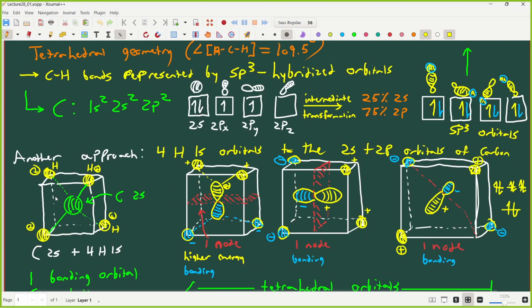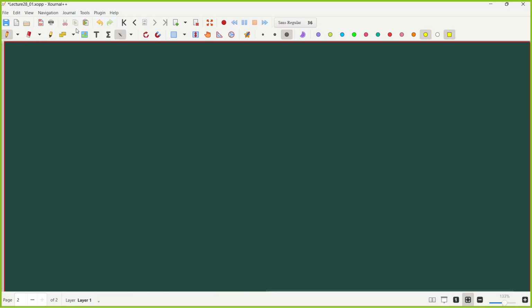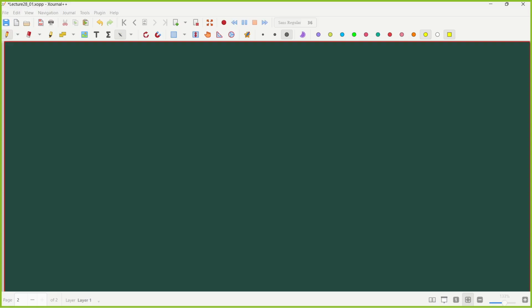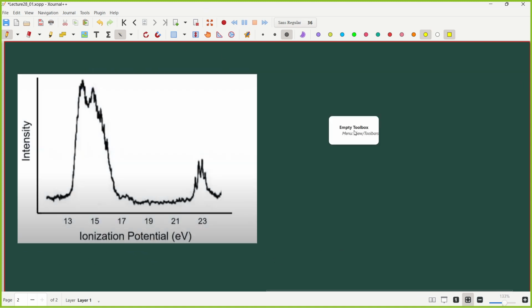All right, so let's go look at the spectrum. Okay, so we have 2 predictions. One gives us 1 peak, because there's only 1 type of electron. The other one gives us 2 peaks. So here's a very generic picture of the photoelectron spectrum of methane that I just pulled off the internet. And voila, it has 2 peaks.